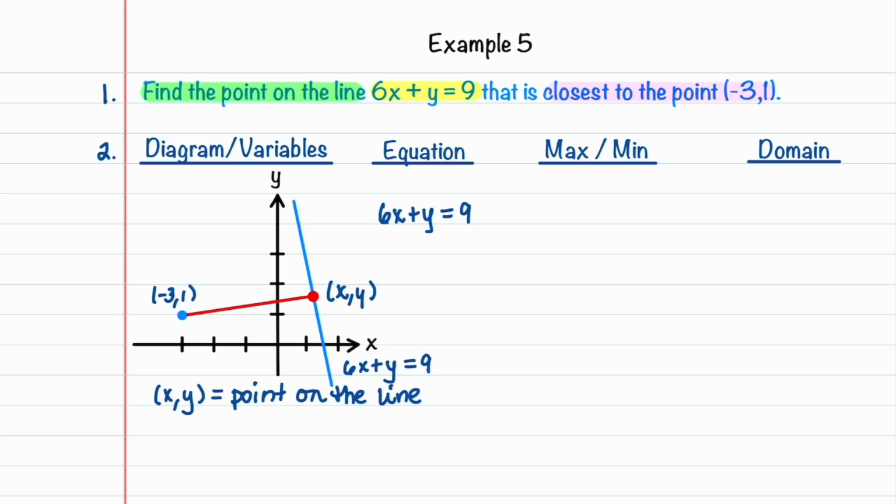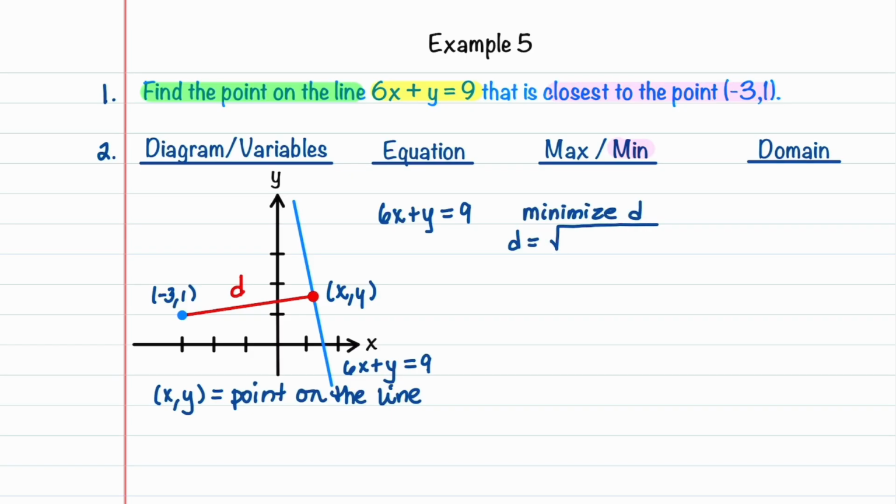Let's now go to our next category and find out if we want to find a maximum or a minimum. We want to find the point on the line that is closest to the point (-3, 1). So that means we have a distance, and I'm going to label this little d right here, between these 2 points, and that's what we actually want to minimize. So let's highlight min, and let's write down that we want to minimize d.